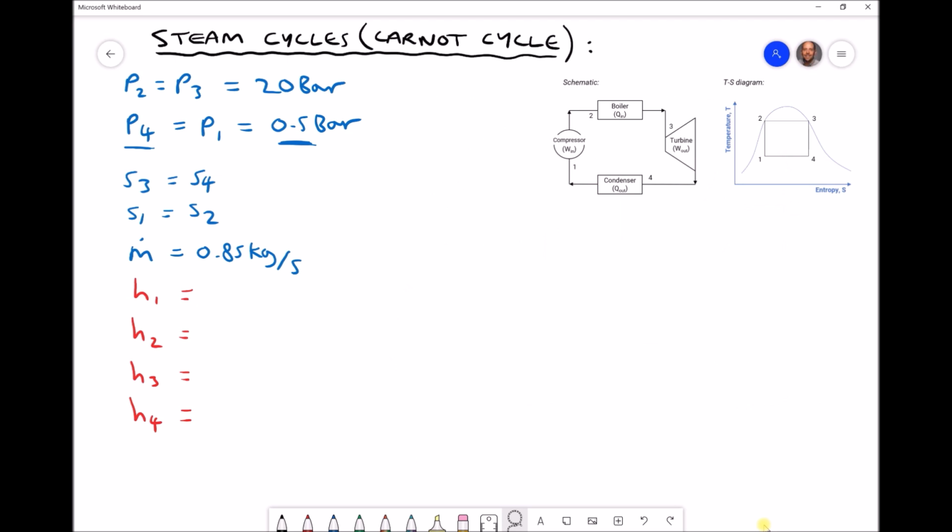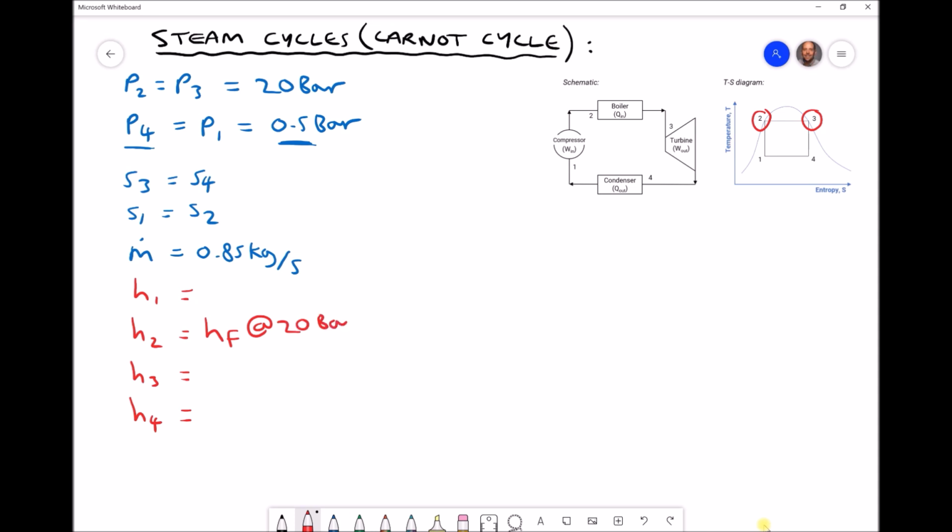Okay, so the first two enthalpy values that we're going to find are H2 here and H3 here. The reason we're going to start here is because we know that the enthalpy at position 2 is the enthalpy of wet saturated vapour, so Hf, at our higher pressure of 20 bar.